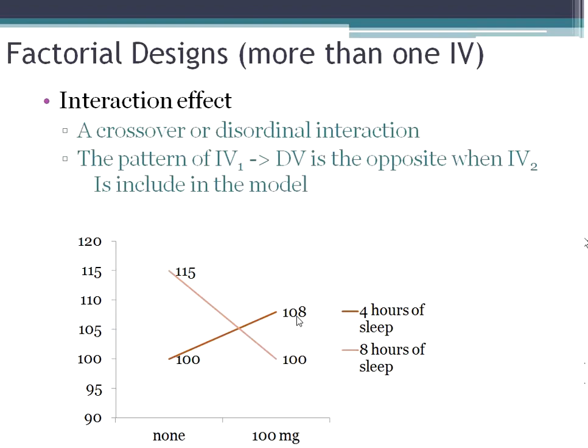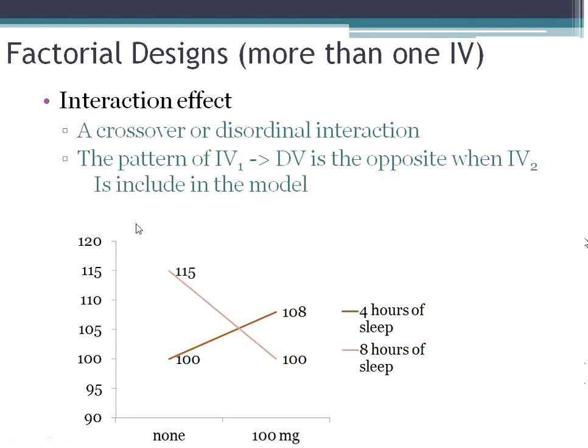And in this pattern, what's happening is that the pattern of the independent variable actually changes when we include that second independent variable in the model. The effect of caffeine on intelligence is the opposite. It's completely different depending on how many hours of sleep you got. So we talk about this as a crossover interaction. The trick to the crossover interaction is that you've got this sort of X-looking pattern.